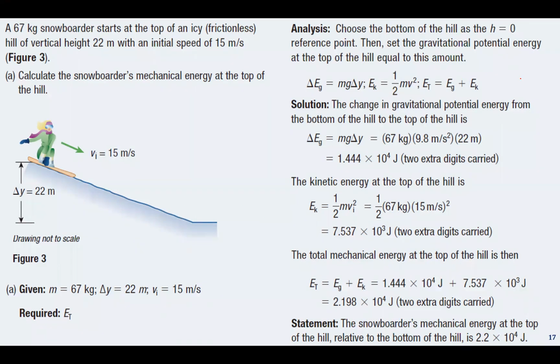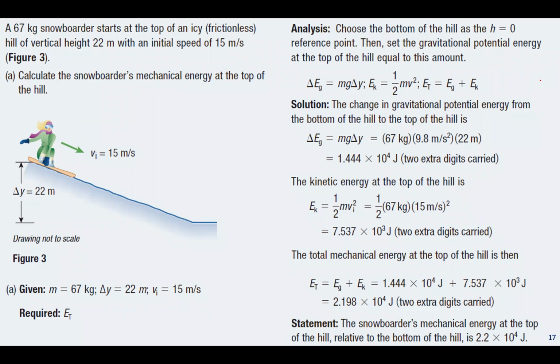And first, we want to find the snowboarder's mechanical energy at the top of the hill. Okay, so choose the bottom of the hill as the h equals 0 reference point, then set the gravitational potential energy at the top of the hill equal to this amount. Delta Eg is mg delta y, right? And the kinetic energy is 1/2 of mv squared. So the mechanical energy ET equals Eg plus Ek.